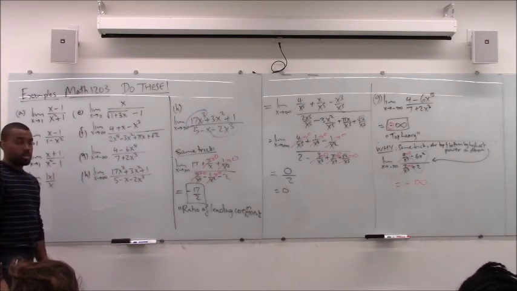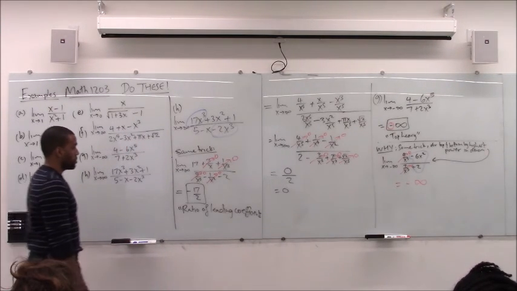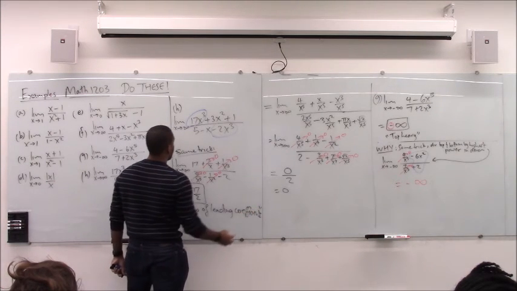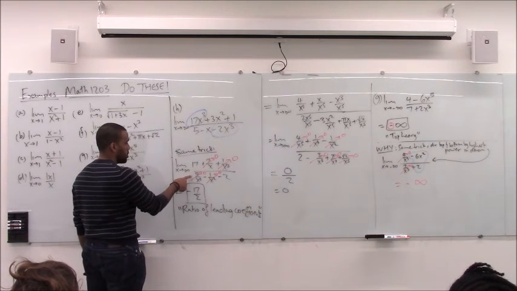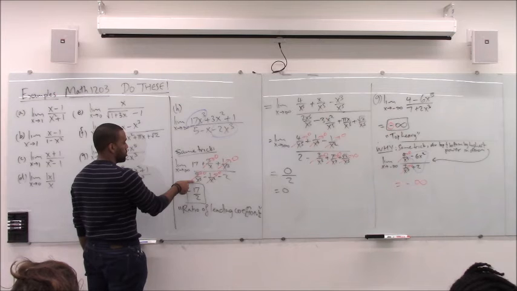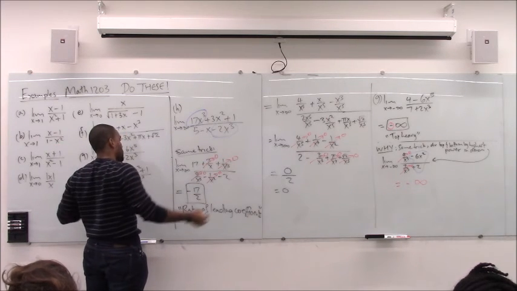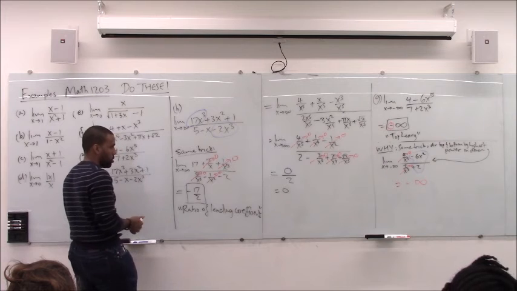Wait, what happened to the 5? Which 5? The 5 in the denominator? It goes off to 0 because it's 5 over x cubed. Okay. So the x cubed is going to infinity and the 5 is just staying 5. It's going to go off to 0.